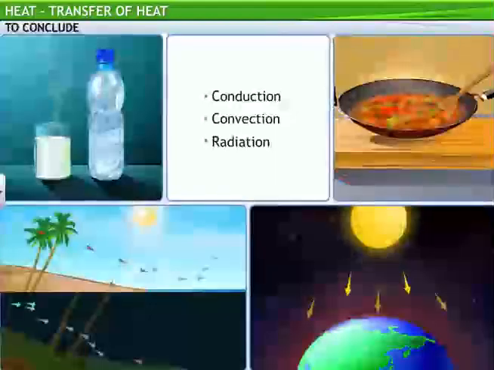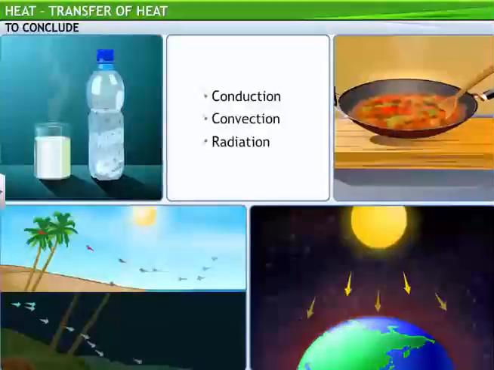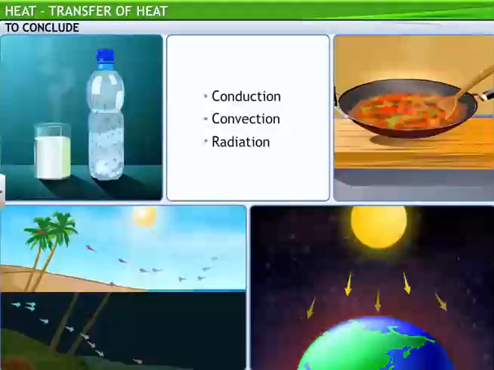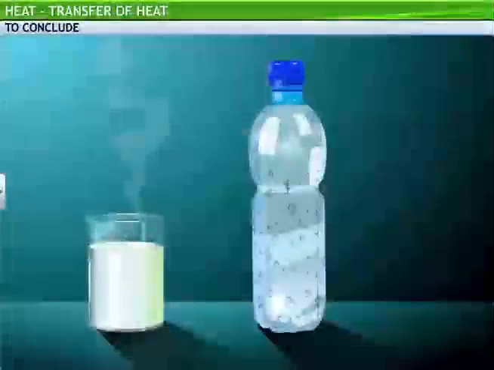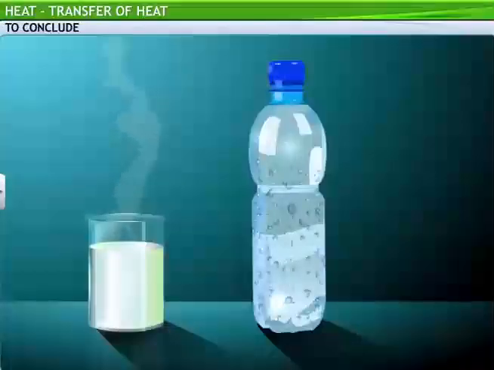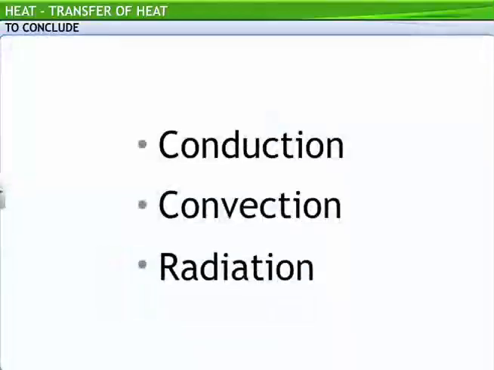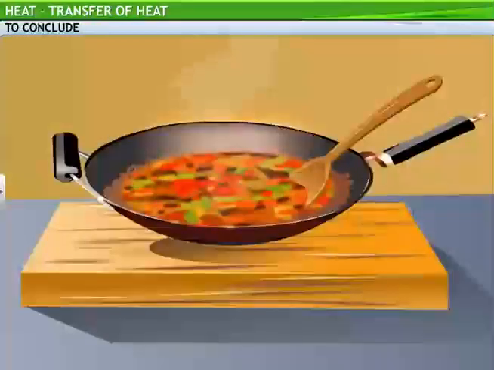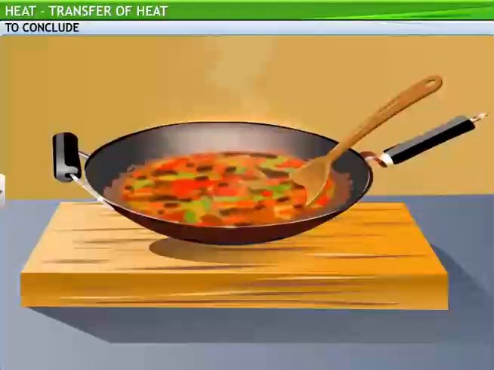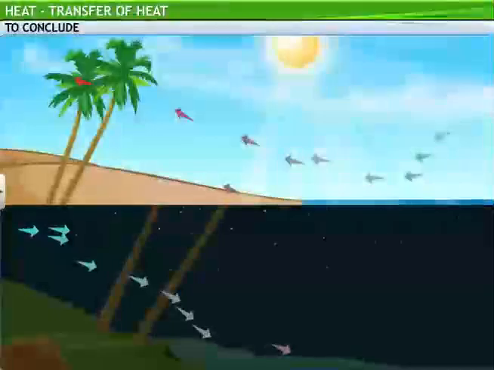This brings us to the end of this lesson on transfer of heat. In this lesson, you learned to demonstrate through examples that heat flows from a hotter object to a colder object. List the 3 methods of transfer of heat. You also learned to explain how heat is transferred through conduction, explain how heat is transferred through convection, and explain how heat is transferred through radiation.